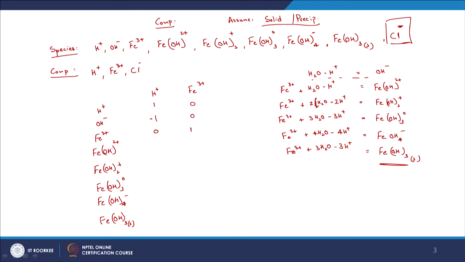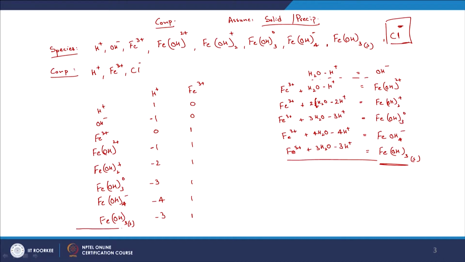How do I form this complex? Again, I look at the relevant equation here. So 1 of ferric and minus 1 of H plus. And so similarly 1 minus 2, 1 minus 3, 1 minus 4, and here for the solid, it's going to be equal to 1 and minus 3. Again, that's from this equation for the solid.